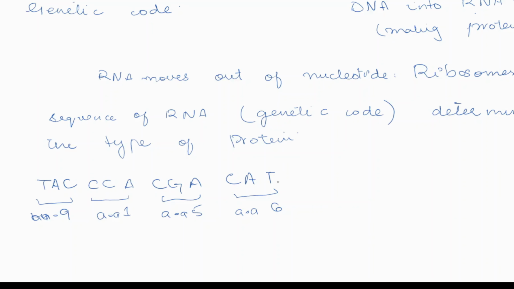It can happen that they repeat many times. Maybe CCA can be present 10 times, then amino acid 1 would be repeated 10 times. Got it? So the sequence of RNA is basically a genetic code that gives you a sequence of amino acids. Clear? And these amino acids are then bonded together by a peptide bond. Which bond is present between the proteins? Peptide bond. This is in chemistry as well, peptide linkage in polymers.